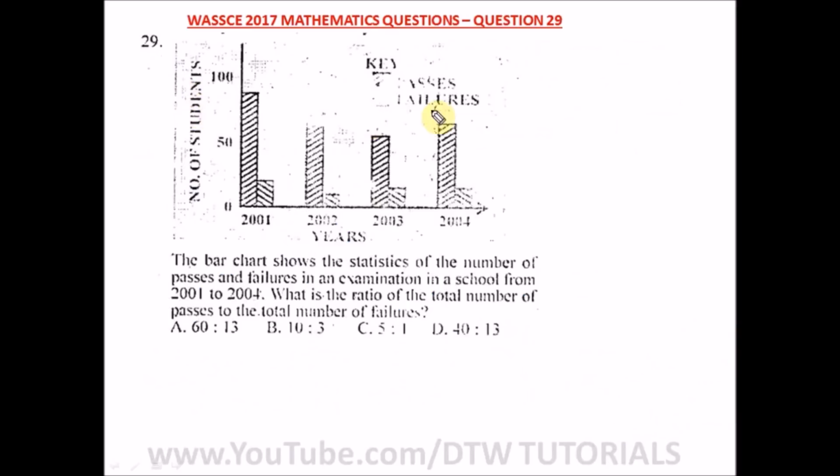All right, so we have our answer as option A. Question 29 of our 2017 mathematics past question, that's your WAEC 2017. It says the bar chart shows the statistics of the number of passes and failures in an examination in a school from 2000 to 2004. What is the ratio of the total number of passes to the total number of failures? This bar chart isn't clear here, but when you look at your past questions, you'll be able to count out the values. These are the number of passes, these ones are pass, while the smaller ones here are failure.